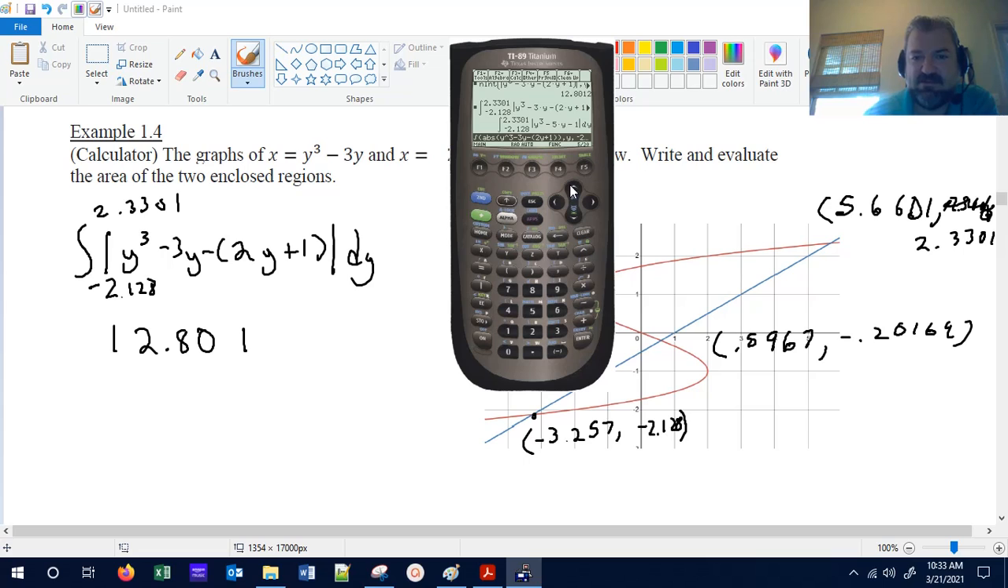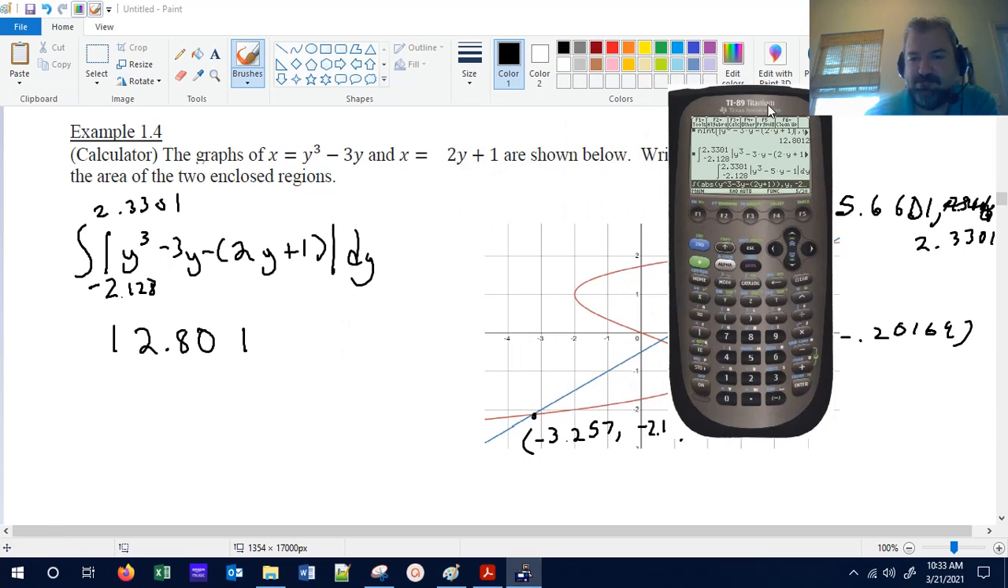Do you see that? It just spat it right back to me, saying I can't do this with my normal integrate algorithms. You need to use a numeric integrate. So very important we have that down.